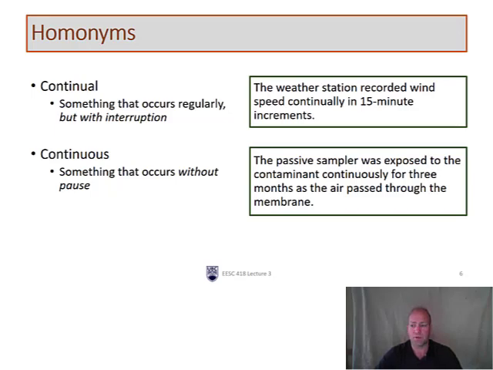So in the first example, the weather station is taking a discrete measurement every 15 minutes with a pause in between. In the second, it's a passive sampler that's sitting out in the landscape and some substance is moving through a membrane, but there's no pause in between. It's continuously moving through.